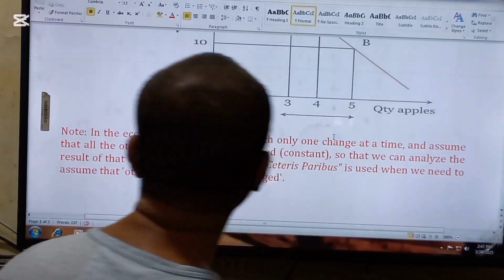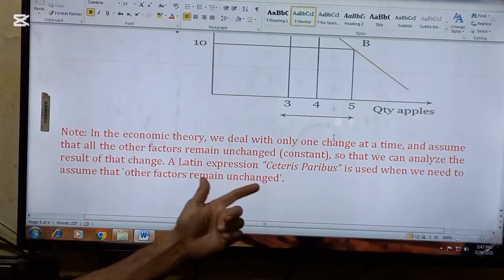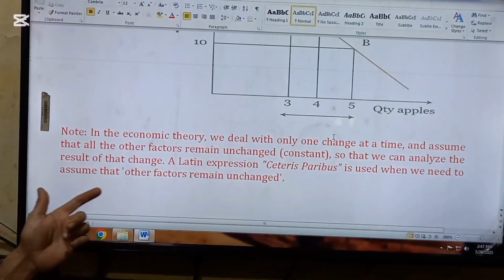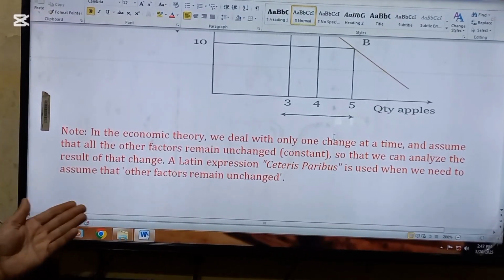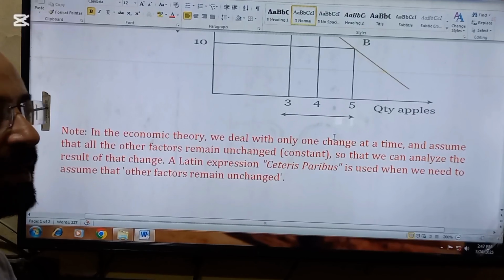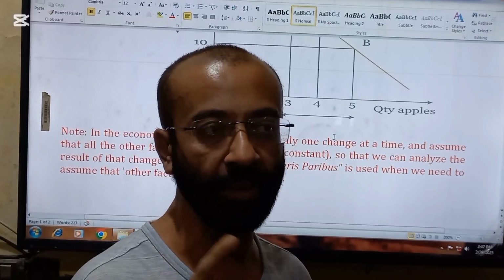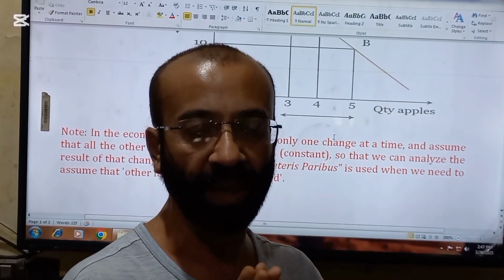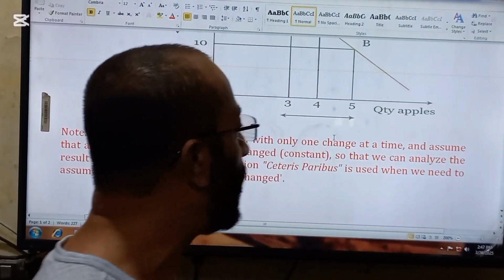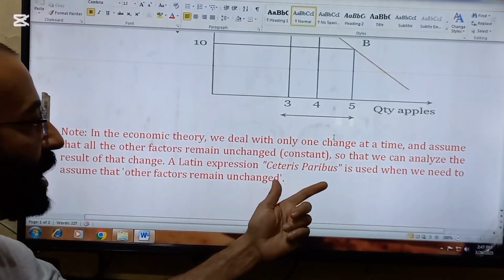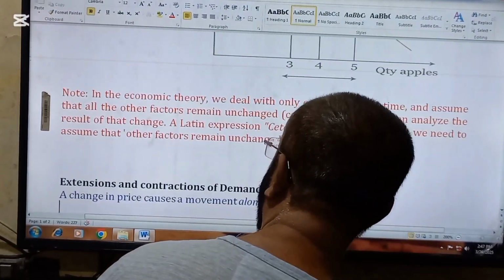Okay beta, in economic theory, we deal with only one change at a time and assume that all the other factors remain unchanged, constant, so that we can analyze the result of that change. A Latin expression, ceteris paribus, is used when we need to assume that all other factors remain unchanged. So remember that in economics you discuss and analyze only one change at a time. The reason is that you can analyze that change clearly. This is expressed through the Latin expression ceteris paribus, meaning we assume that other factors remain unchanged.